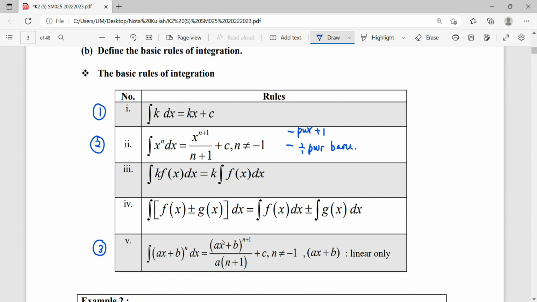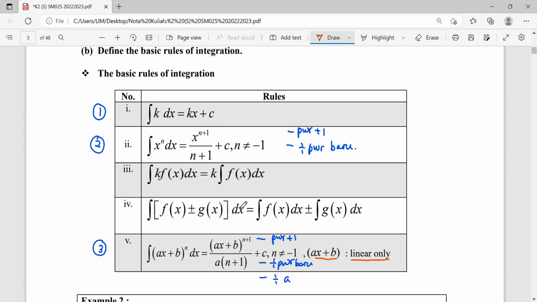Sama juga dia punya prosedur, iaitu power tambah 1, then bahagi dengan power baru, then bahagi dengan coefficient x. So for this bracket of x, we only use this formula where your bracket is linear. X ni dalam ni adalah linear. Kita kalau dalam keadaan x square, kita tak boleh guna formula ini. So only linear saja. So itulah dia ada satu step lebih, iaitu you kena bahagi balik dengan coefficient x tersebut. Okay, so these are the basic 3 rules.